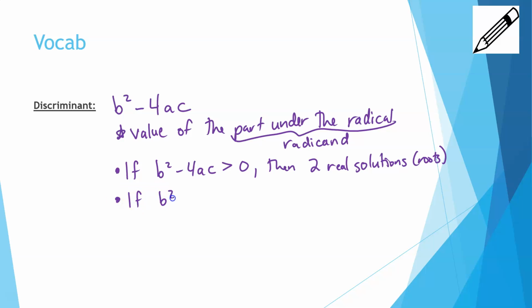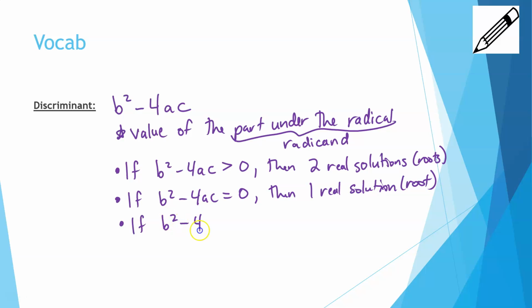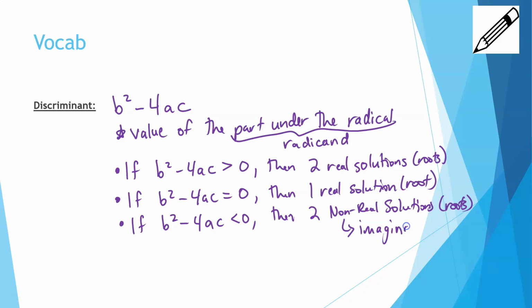If, however, when you do that b squared minus 4ac, you get 0, so if it's equal to 0, that's when we have one real solution, or one real root. And finally, if you get a negative under the radical, so if b squared minus 4ac is less than 0, then we have two non-real solutions. Or as we've learned about, that's the imaginary world. So they will have an i in them.